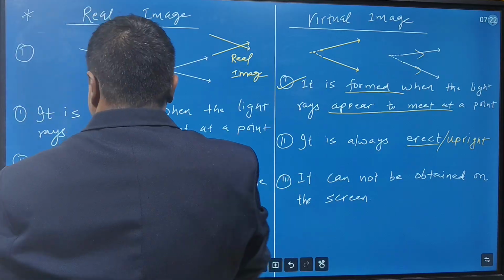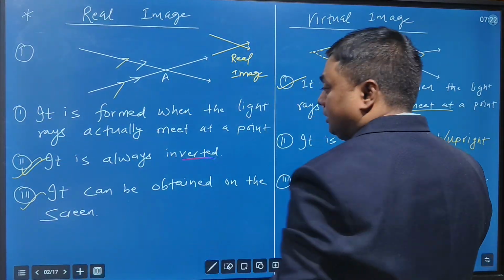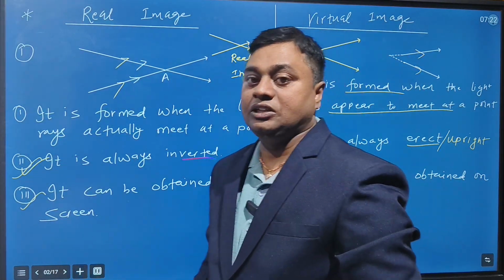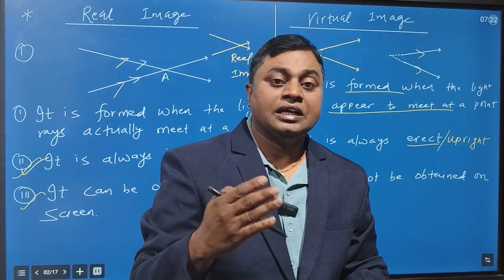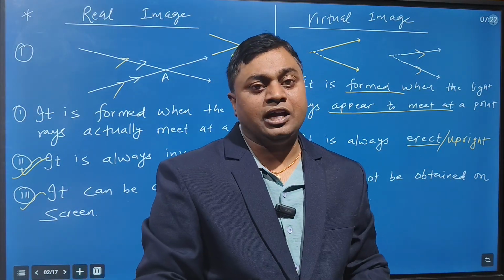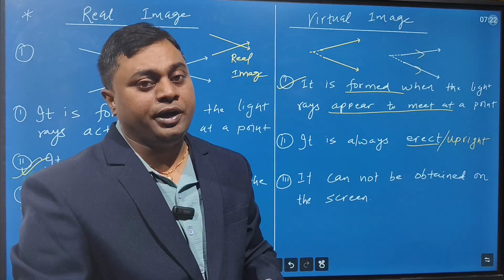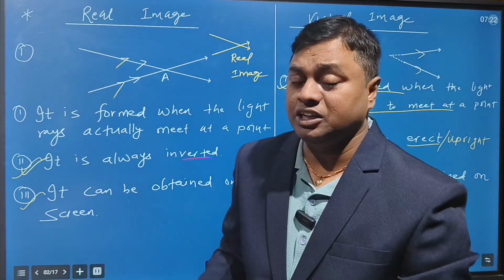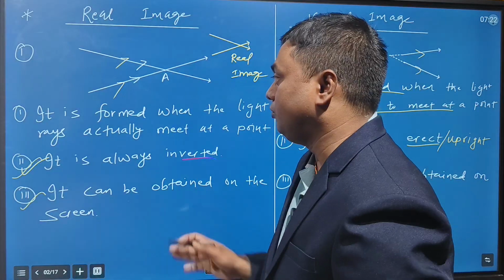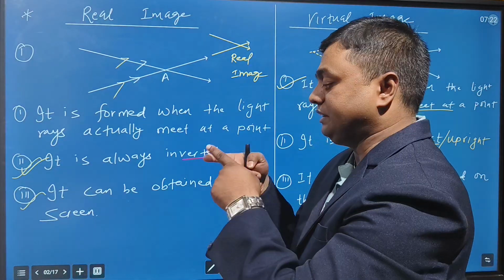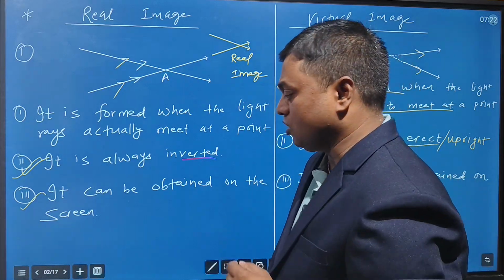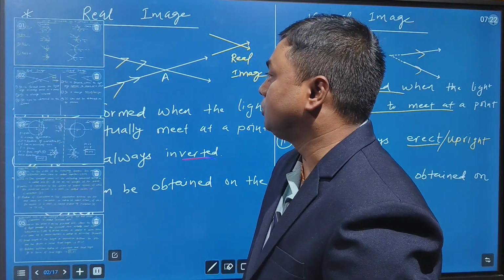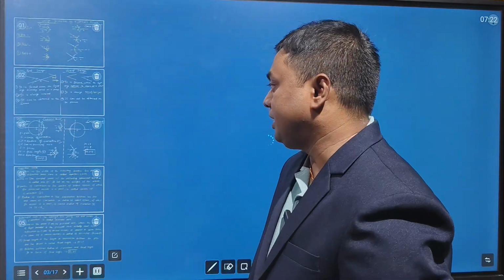Next point: real images are always inverted, whereas virtual images are always erect. A real image can be obtained on the screen, whereas a virtual image cannot be obtained on the screen. This question may be asked, so you should know. This is very, very important. Whenever the light is actually emitting, the image formed is a real image. These are concepts you should remember.